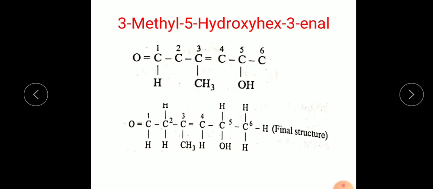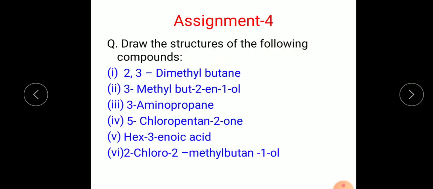So based on the same concept, today's assignment number 4 is: draw the structures of the following compounds. Number 1, 2,3-dimethylbutane. Number 2, 3-methylbut-2-en-1-ol. Number 3, 3-aminopropane. Number 4, 5-chloropentan-2-one. 5, hex-3-enoic acid.